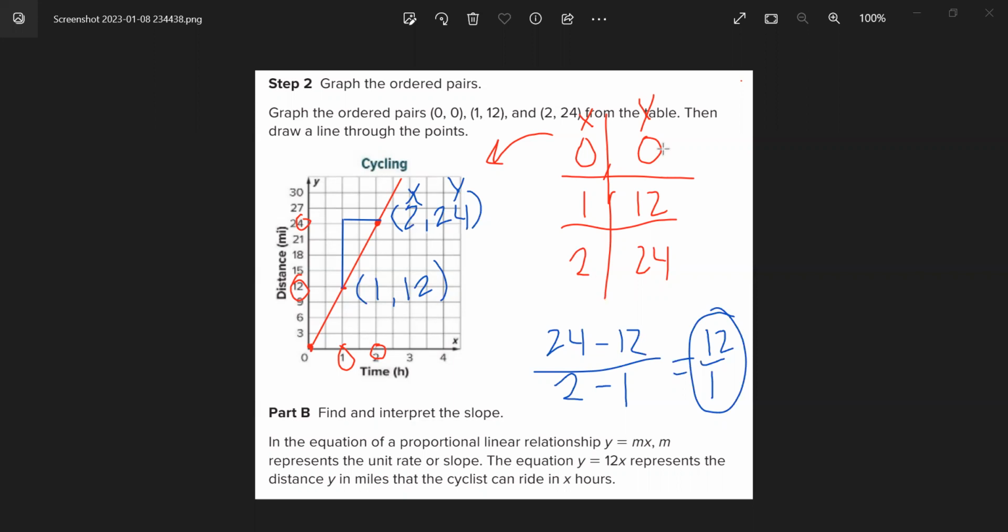In the equation of a proportional linear relationship, y equals mx, m represents the unit rate or the slope. The equation y equals 12x represents the distance in miles that the cyclist can ride in any number of hours. So every hour, this cyclist can go 12 miles. To find out how many miles he can go in 40 hours, you would just have to multiply 40 times 12.